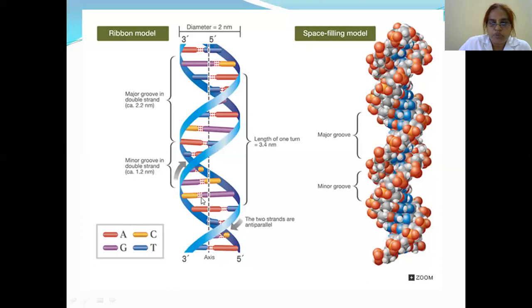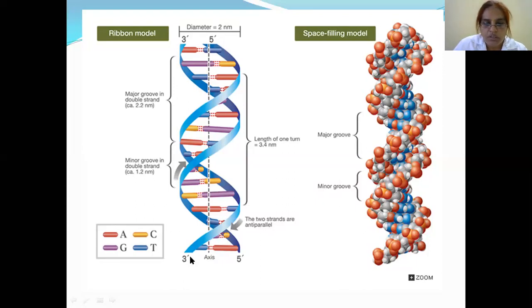GC contains the triple bond, see here: 1, 2, 3. Guanine and cytosine contain the triple bond, and adenine and thymine contain the double bond. That's why the GC base pair is stronger than the AT. These nucleotides are bound together with phosphodiester bonds.